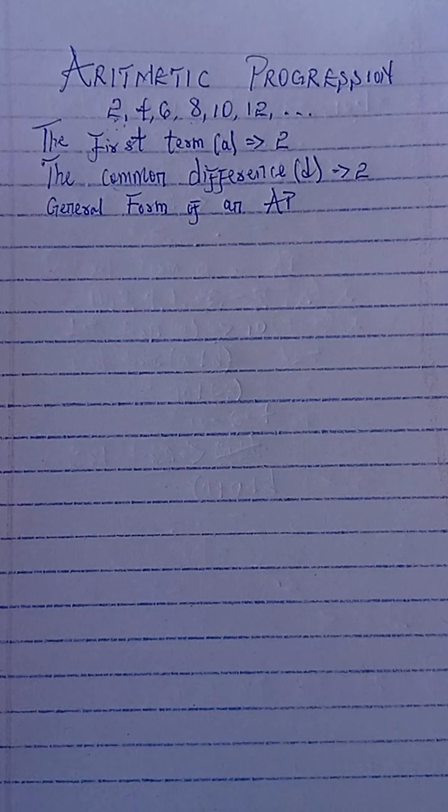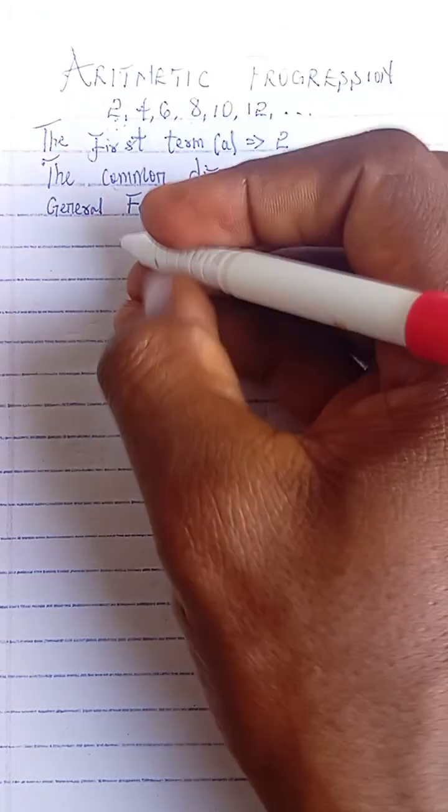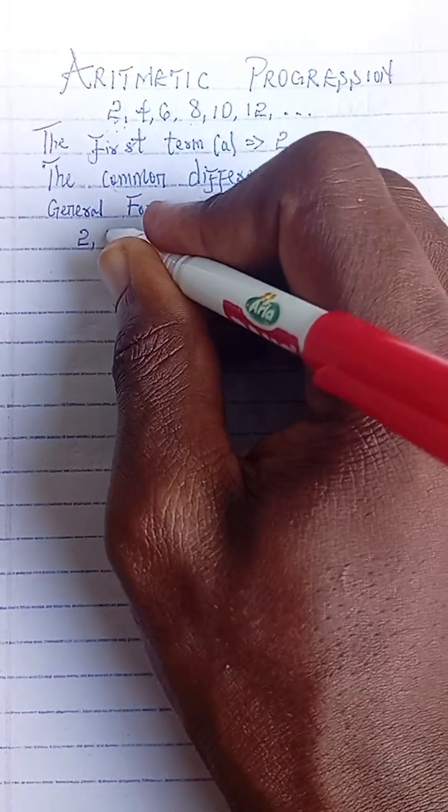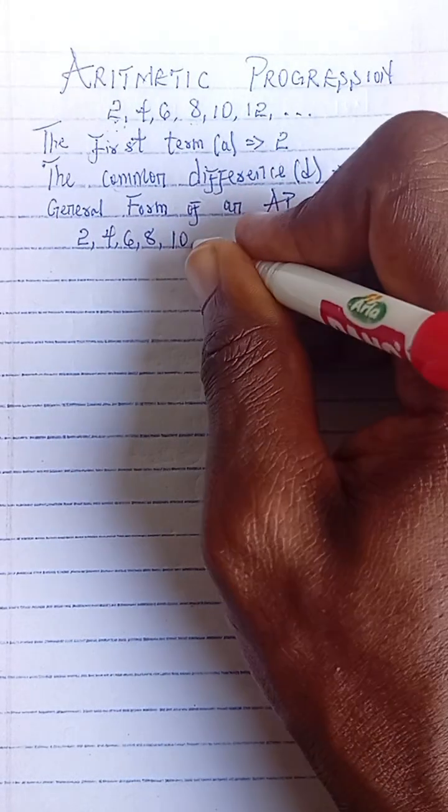So we want to understand what the general form of an AP is. From there, we'll get the formula for this. So the general form of an AP. Looking at this sequence, let's maintain the same sequence we had used: 2, 4, 6, 8, 10, 12.